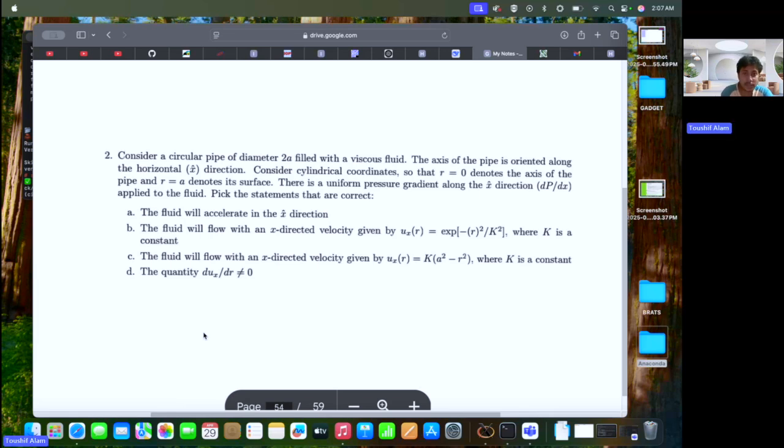The fluid will accelerate in the positive x direction. The fluid will flow with an x-directed velocity given by u_x(r) = exp(-r squared by k squared), where k is a constant. The fluid will flow with an x-directed velocity given by u_x(r) = k times (a squared minus r squared), where k is a constant. The quantity du_x/dx is not equal to 0.